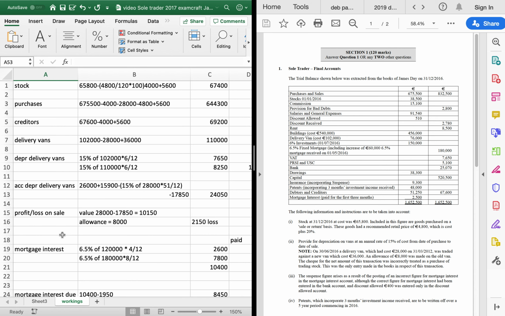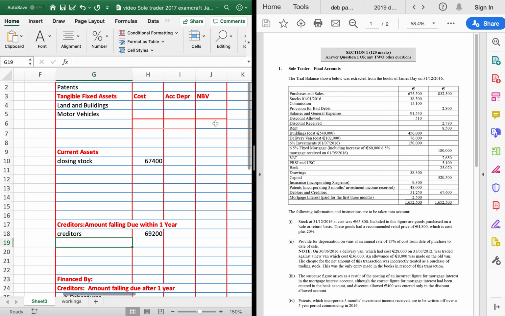Delivery vans 110 is a fixed asset, so I'll get that in. You should call it delivery vans. Don't get caught up in giving things the wrong names. 110,000.